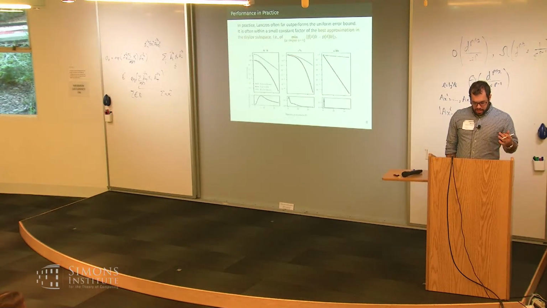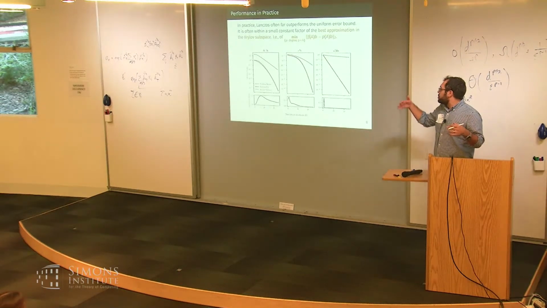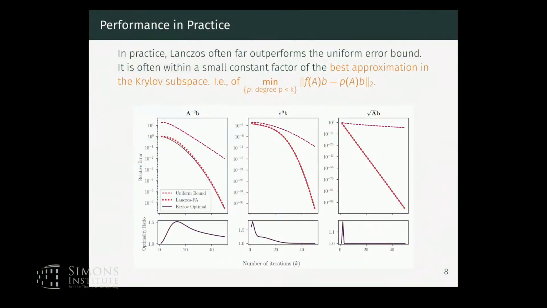Just as an example, Tyler gave some examples of running Lanczos on a bunch of matrix functions like A to the negative 2, exponential, square root. This high line is the uniform error bound. And then there are two lines here that look pretty close to each other. One is what Lanczos actually does. And one is the optimal approximation in the Krylov subspace, which you get by computing the matrix function exactly and then projecting it to the Krylov subspace. So this is the best you could hope for, but it's not an efficient solution.